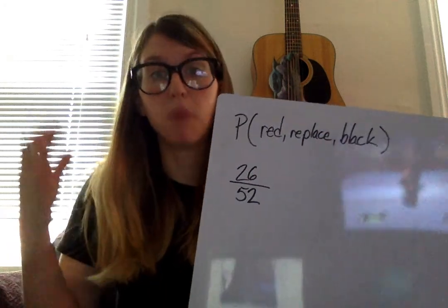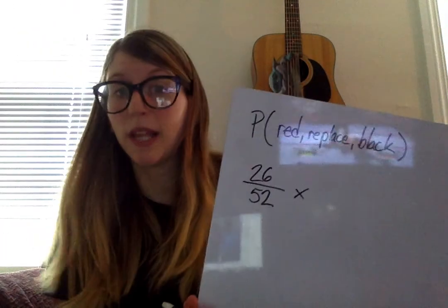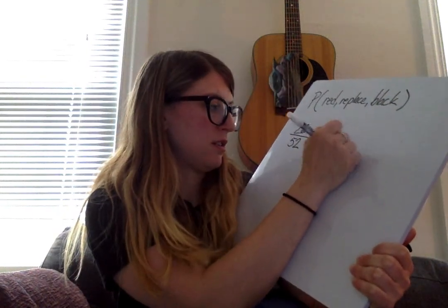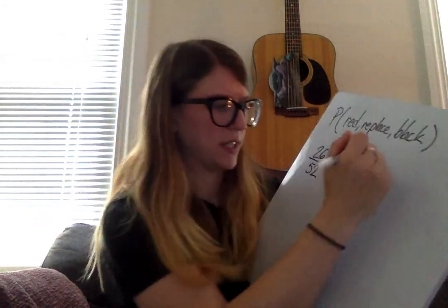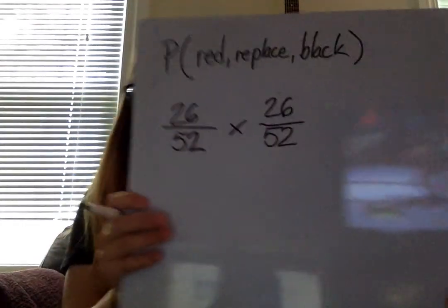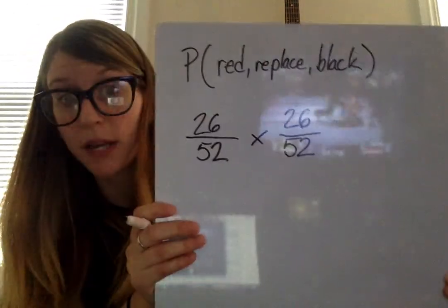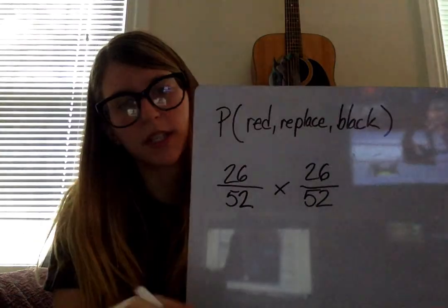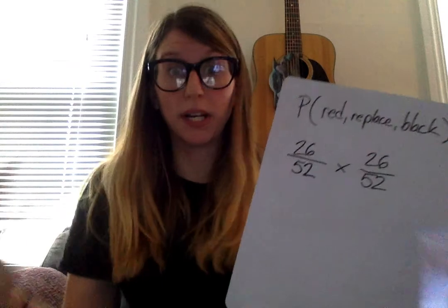Compound events mean you multiply. Don't add them, multiply. And if I replace it, that means there's still 52 cards. Nothing affected the number of black cards, so there's 26 black cards. This is a catastrophe. There are a lot of big numbers, and if you did 26 times 26 over 52 times 52, you're going to get an absurd number, but it's going to be correct.